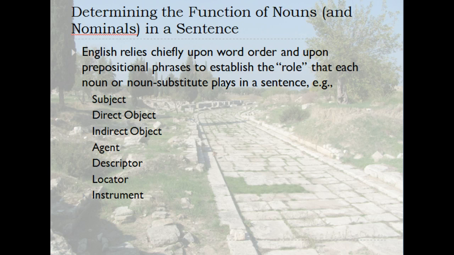And in English, we recognize the role that a given noun is playing, chiefly based upon word order, where that word shows up in relation to the verb, or upon prepositional phrases. Does a particular preposition precede that noun? These are the ways in which English establishes the role that each noun or a noun substitute like a pronoun would play in a sentence.